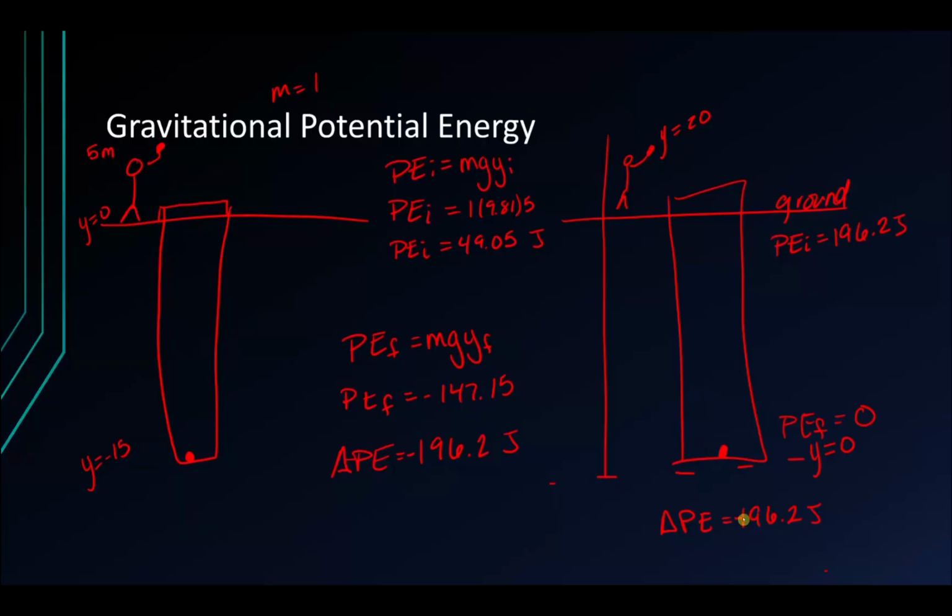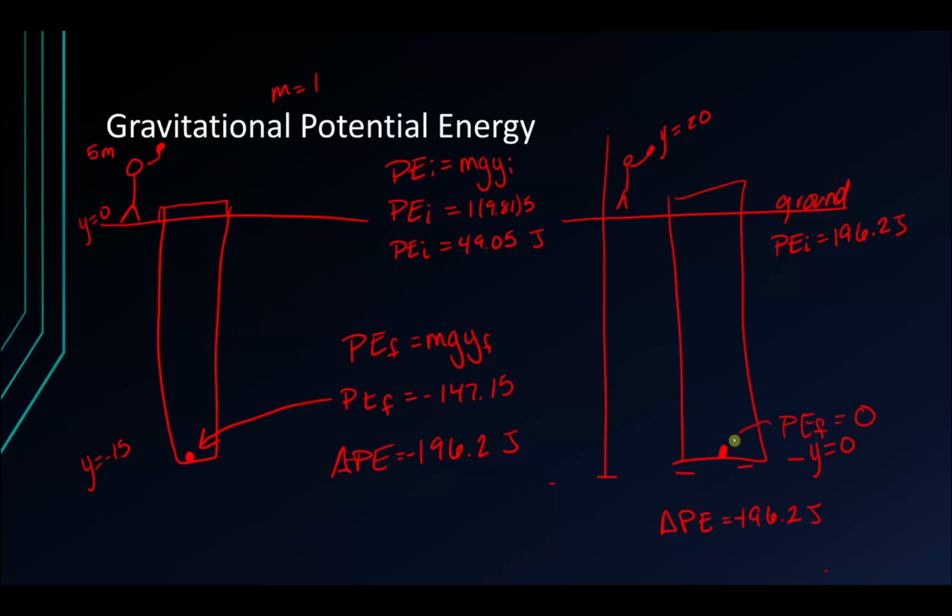So potential energy represents the potential for an object to move, right? So I personally don't like having a negative potential energy at a specific location because this implies that it has negative potential to move.